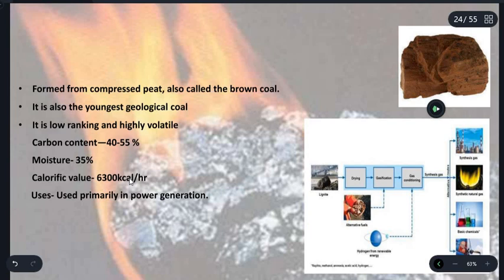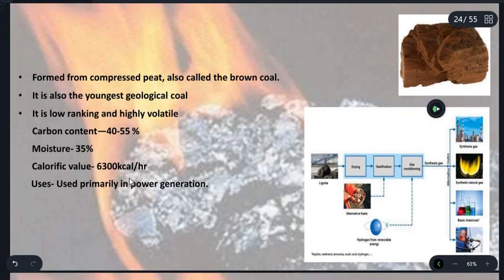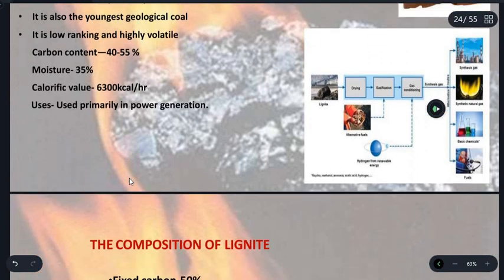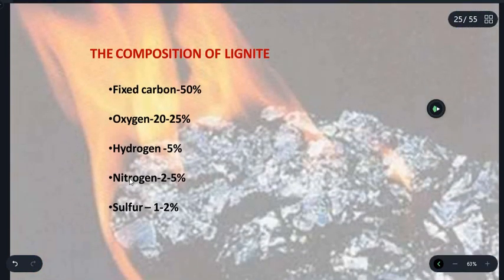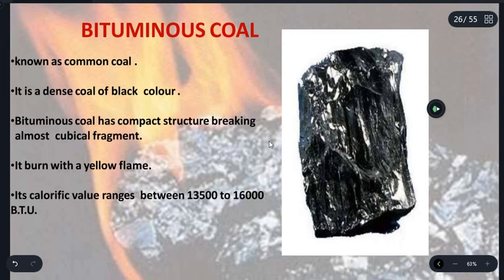So there is a conversion between British thermal unit and kilocalorie per hour. We multiply by some parameter so that you can get the British thermal unit. Okay. Peat and lignite are also used for power generation. If you go to the composition of lignite, this is all about the lignite composition: fixed carbon 50%, oxygen 20 to 25%, hydrogen less, about 5%, and nitrogen and sulfur about 2 to 3%, right?